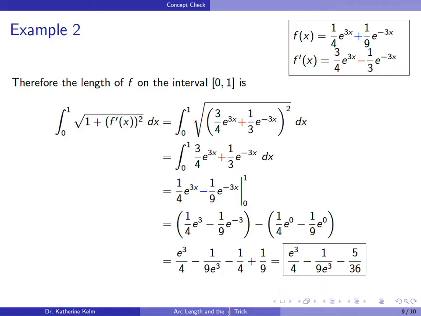Therefore, the length of f on the interval from 0 to 1 is the integral from 0 to 1 of 3/4 e to the 3x plus 1/3 e to the negative 3x dx. When we evaluate the integral, we get 1/4 e to the 3x minus 1/9 e to the negative 3x. Now you might be noticing that this antiderivative is very similar to the original function, except that there's a minus sign here where there was a plus sign.